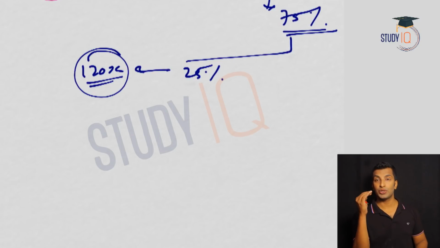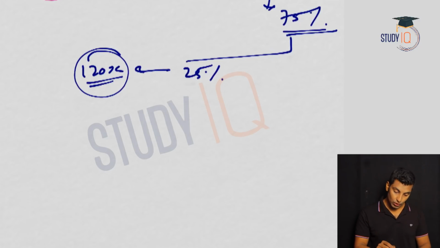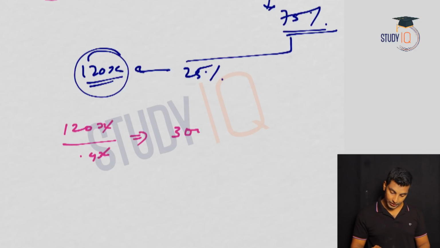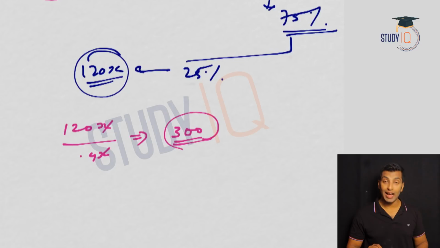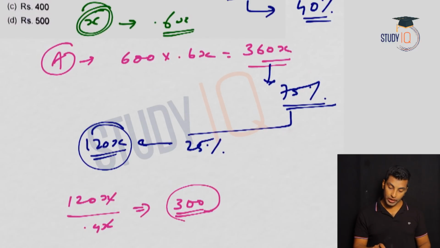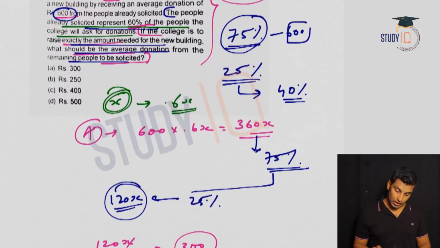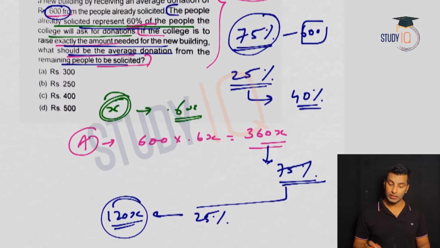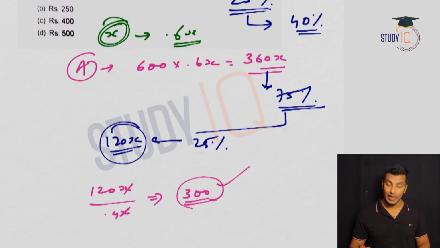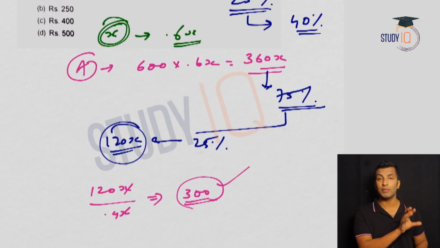So what we need more is 120x. So 120x should be coming from how many people are actually left out? 0.4x is left out. So what you need to do is 120x divided by 0.4x. Okay, so what you'll get is 300. Very simple. So 300 is the average donation that you're supposed to get from those people who are left out. Those who are already solicited, you got 600 as average donation. Now those who are left out, who are going to be solicited, you have to take 300 as the average. Then you will get exactly the amount which is required.